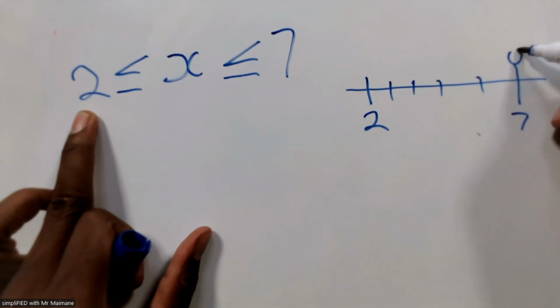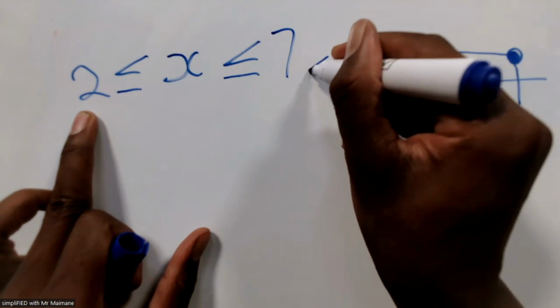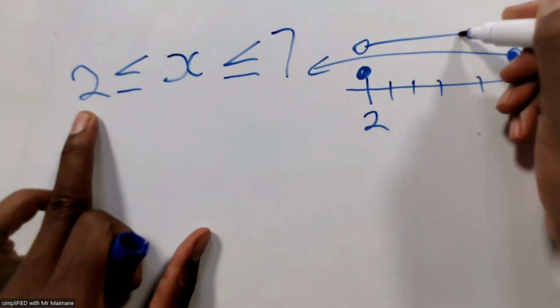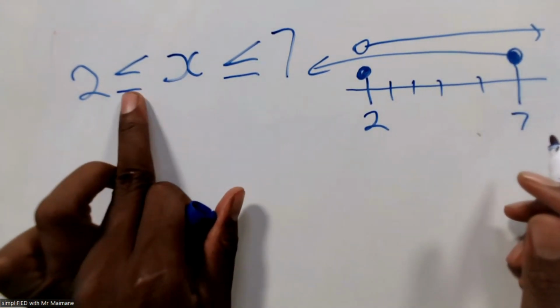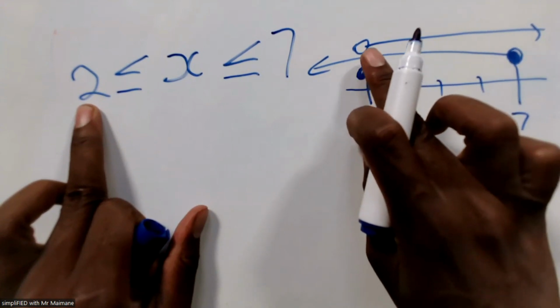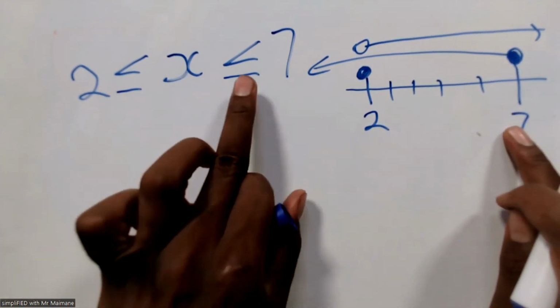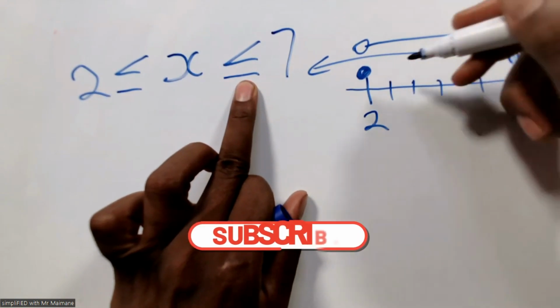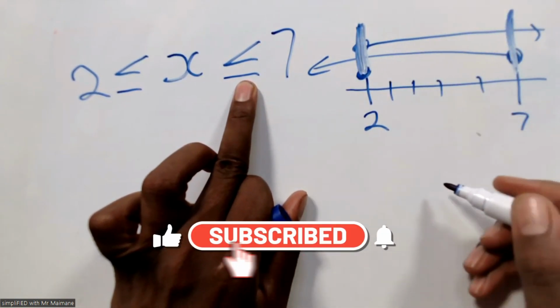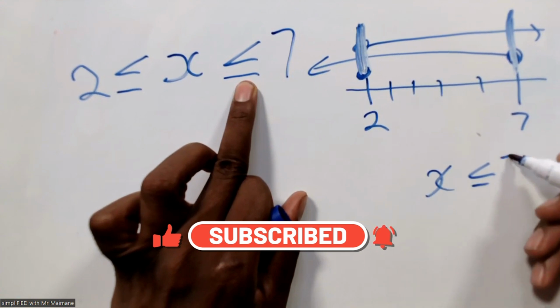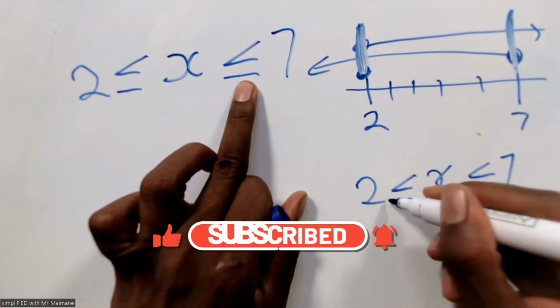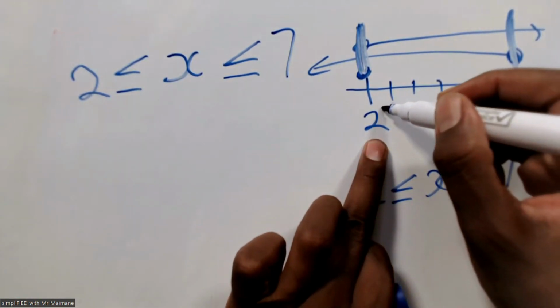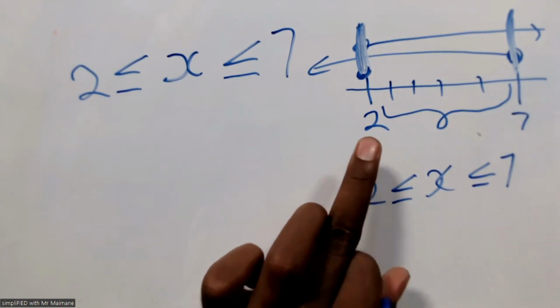And then we're going to shade this part here. We know that this one goes that way, and then we know that this one goes that way, because x is greater than 2, but x is less than 7. And where the arrows meet, that's where we get our solutions. Hence we say x is between 7 and 2. So this is where the solution is, right here in between.